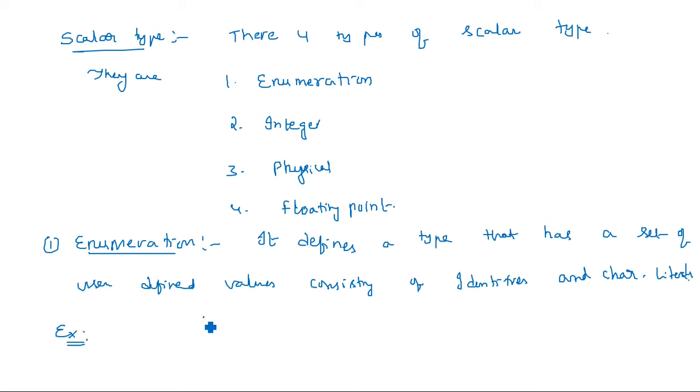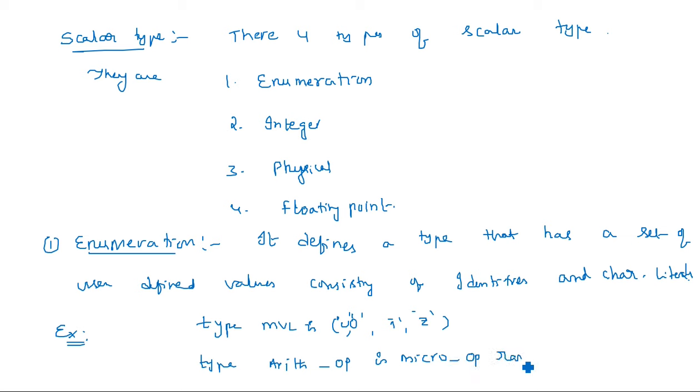So for example, type MVL is (U, 0, 1, Z), or it may be type arith_op is a range varying from add to div, that means addition to division. This is the scalar enumeration type.